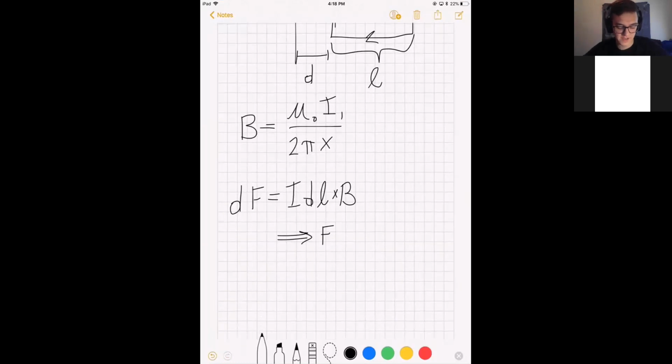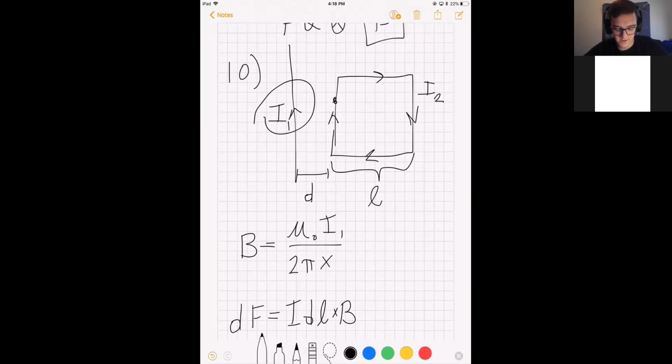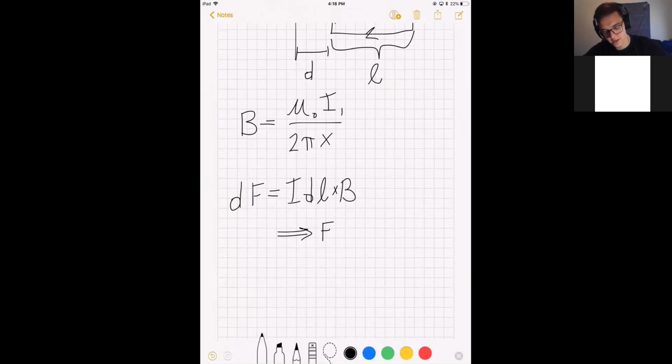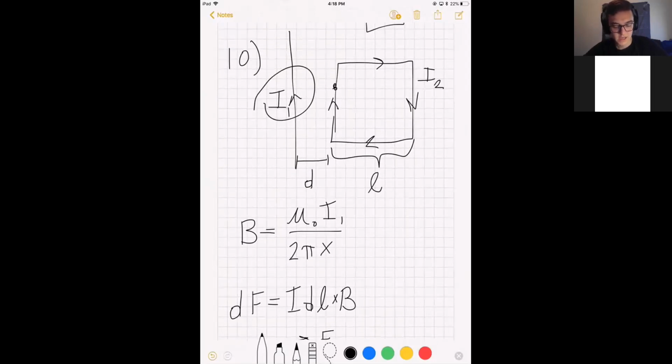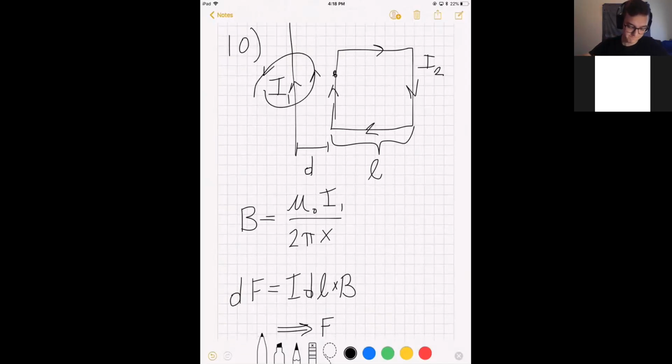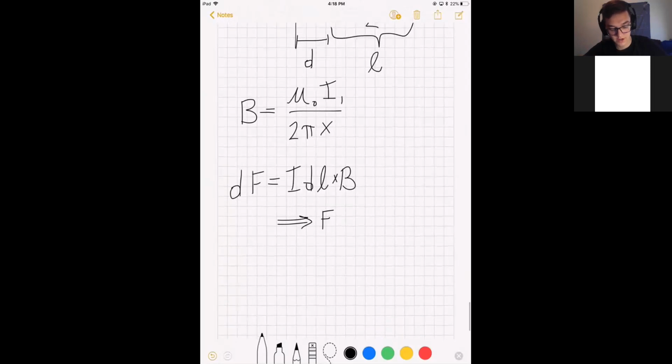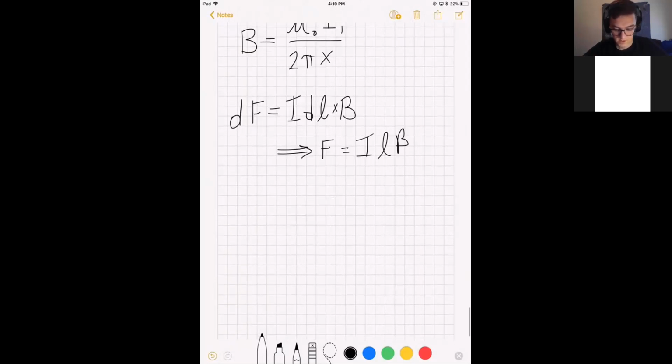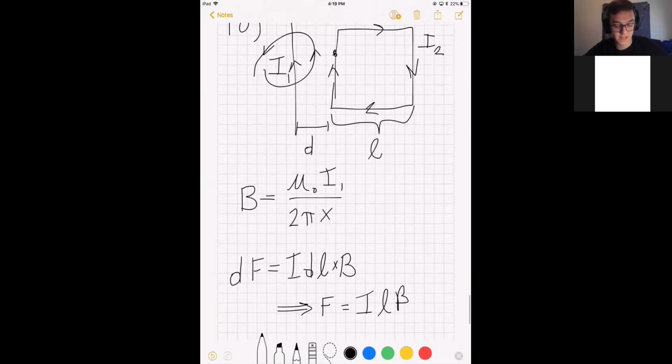So if we integrate both sides, because every time we have constant direction for L. So L and B is going to be pointing into the page. So B is going to be pointing into the page at every point along this wire. So F is going to be equal to I L times B. Yeah, so we've got that, and now we can apply that for each one.